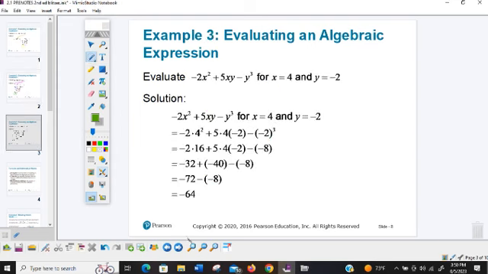Let's try one more in this video. In this one, we're going to plug in 4 for x and negative 2 for y. So everywhere you see an x, you're going to plug in a positive 4. Okay? And then everywhere you see a y, you're going to plug in a negative 2. So here and here. So that's how they got negative 2 times 4 squared plus 5 times 4 times negative 2 minus negative 2 cubed.